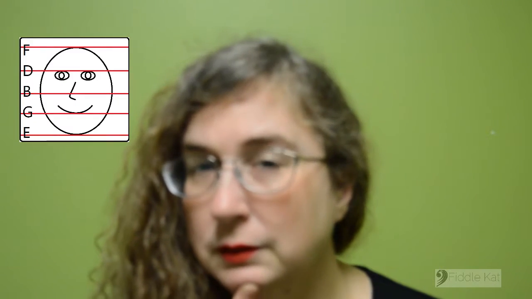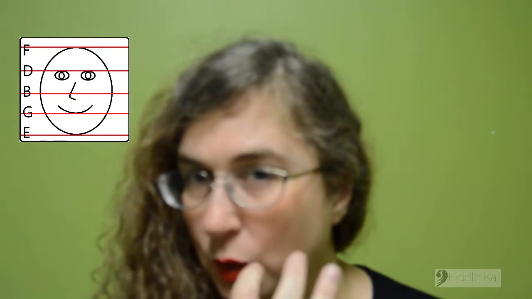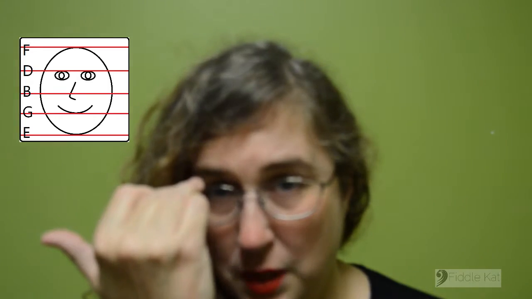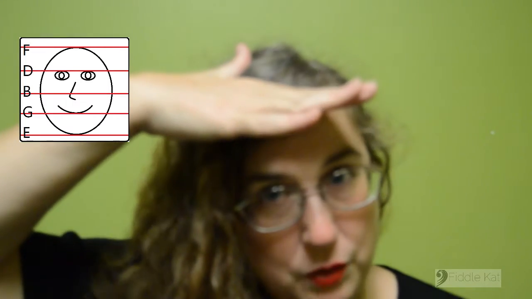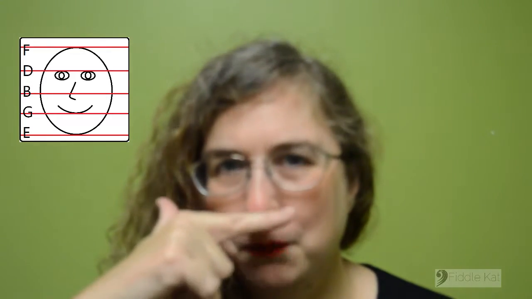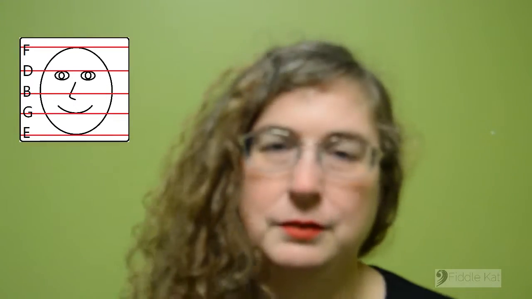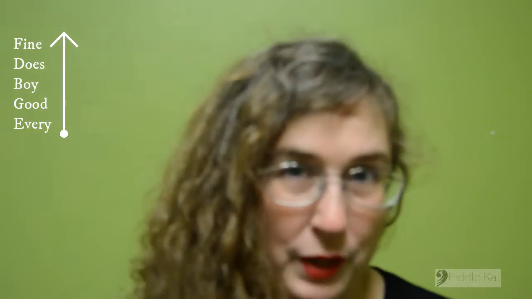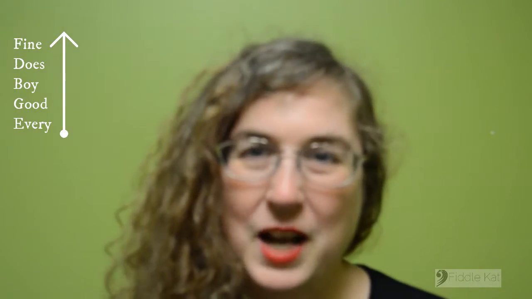E would be our chin, G would be our mouth, B would be our nose, D would be the top of our eyes, and F would be the top of our forehead. So E, G, B, D, and F. We can also remember the acronym Every Good Boy Does Fine, which helps us to remember E, G, B, D, and F.